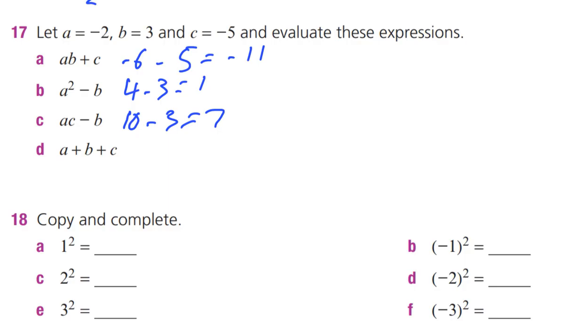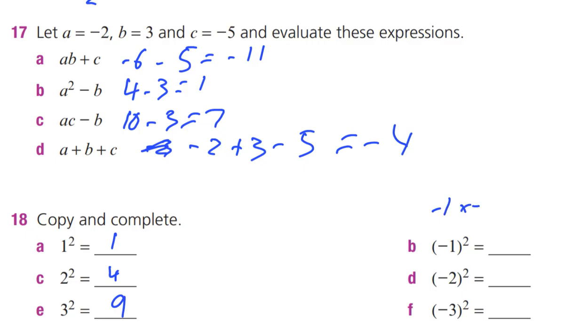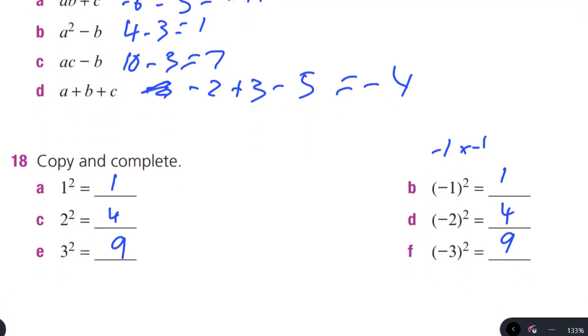A plus B plus C, minus 2 plus minus 3. Minus 2 plus 3 minus 5. Minus 2 plus 3 is 1. Take 5 equals negative 4. 1 squared is 1. 2 squared is 4. 3 squared is 9. Minus 1 squared means minus 1 times minus 1. And the two negatives will make a positive. So they'll actually have the same answers as those other ones.